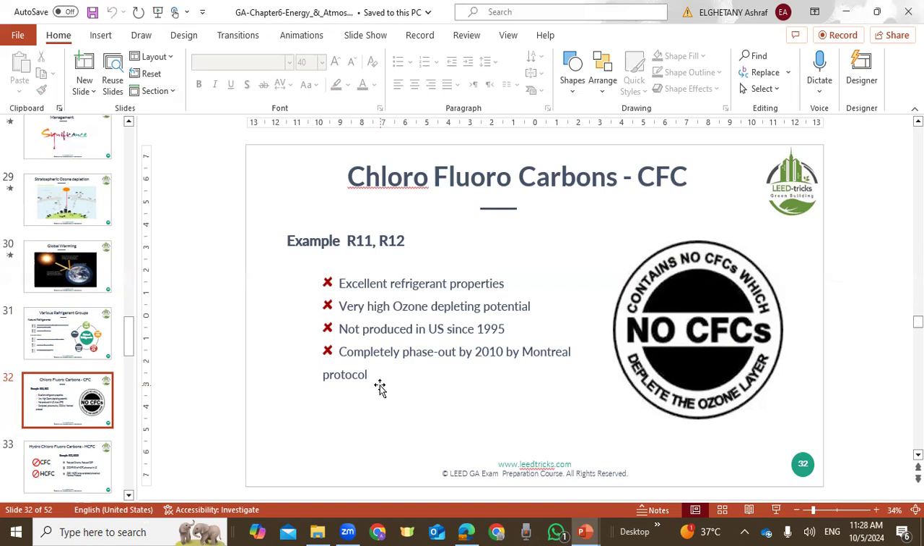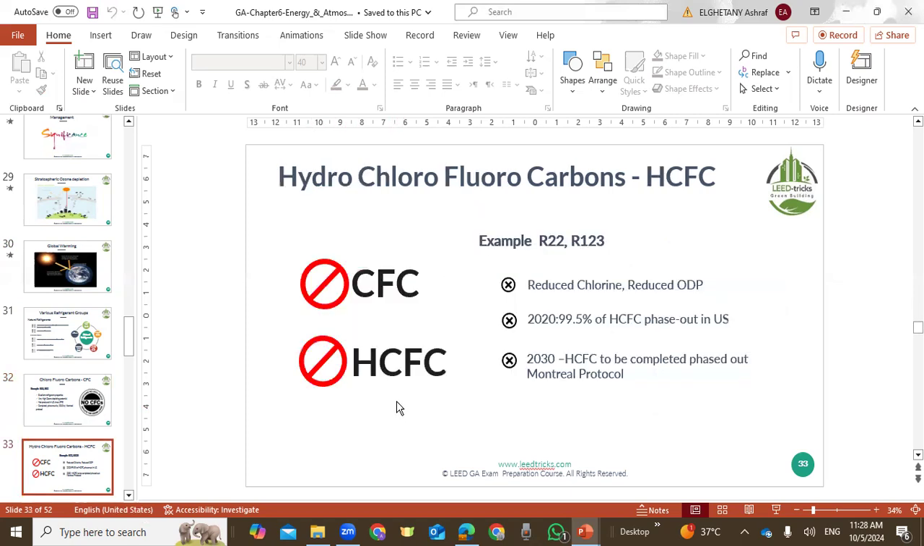So one of my friends says, I have an old refrigerator in my home using CFCs, still working, very nice. So yes, it has good properties, but the leakage can cause damage to the ozone.